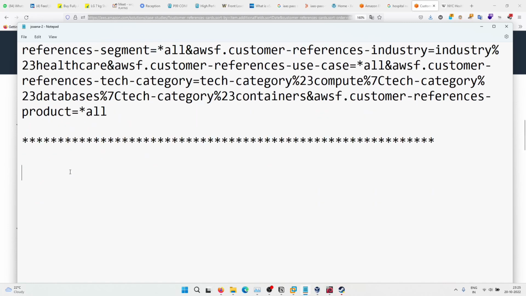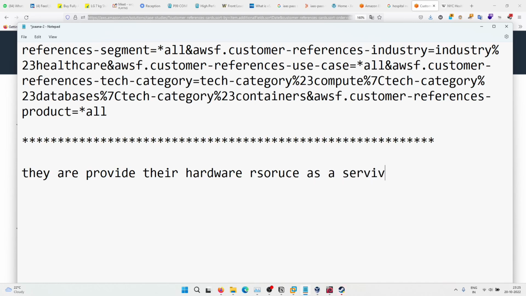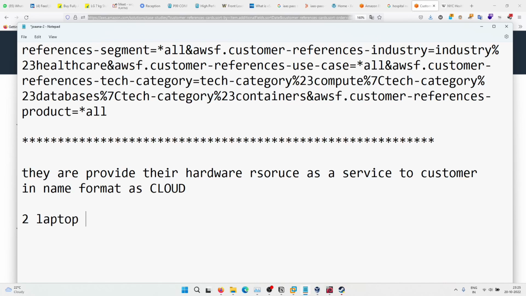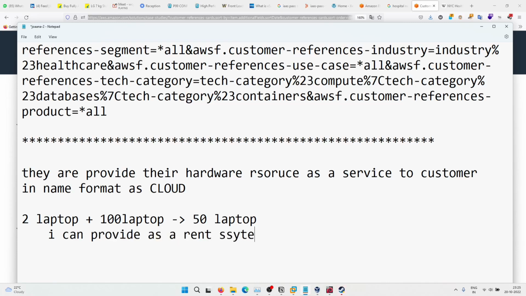They already have the cloud. So what they are doing is providing their hardware resources as a service to customers. Let's suppose you have two laptops, but at the same time I have 100 laptops available, and out of 100 laptops only 50 are in use. So the remaining laptops I can provide to you as a rent system. You can use them and then send them back. Correct? This kind of thing we can do.